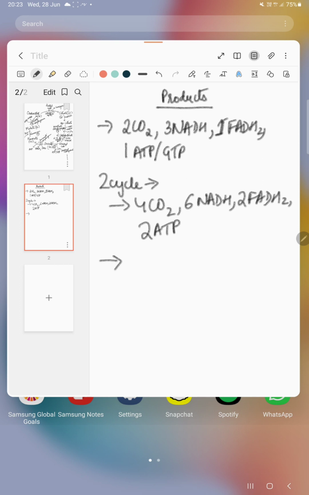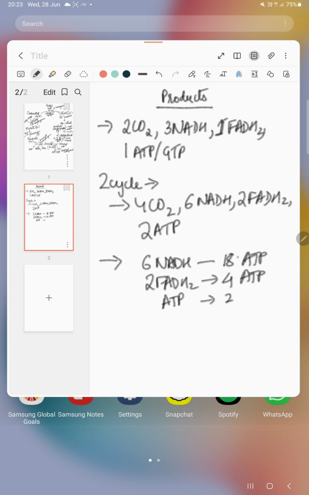How is it 24? Let's talk here. So see out here 6 NADH. As you know, one molecule of NADH will give 3 molecules of ATP, right? So there are 6 out here. Therefore, 6 NADH will give us 18 molecules of ATP. 1 FADH2 molecule gives us 2 molecules of ATP. Therefore, 2 FADH2 will give us 4 ATP. Okay, and then other ATP is how many? 2. So total is 24.